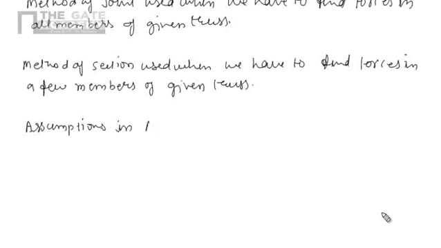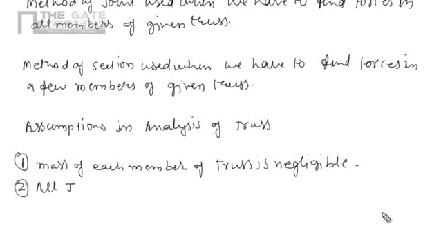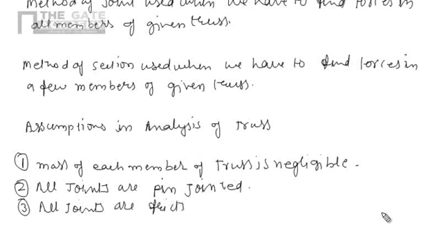Assumptions in analysis of truss. First assumption, the mass of each member of truss is negligible. Second, all joints are pin jointed. Third, all joints are frictionless. Four, loads are applied only on joints.